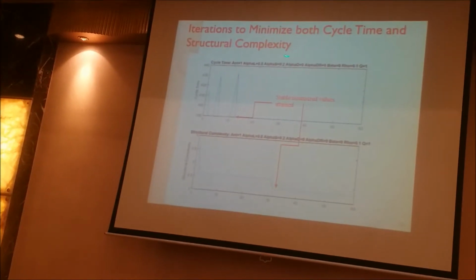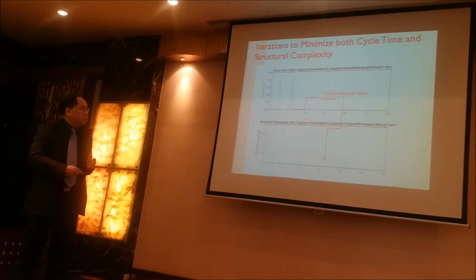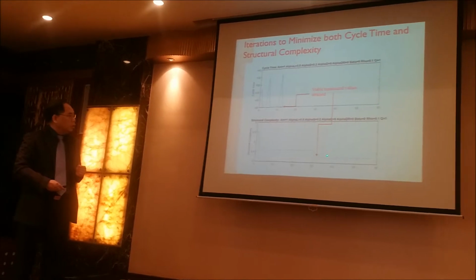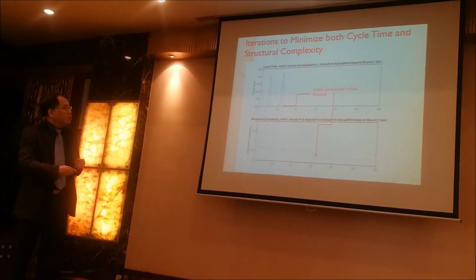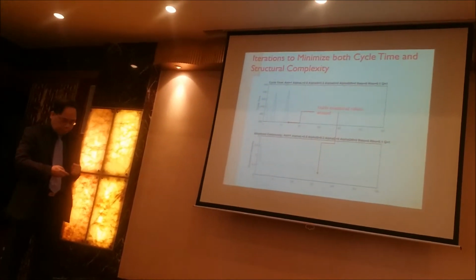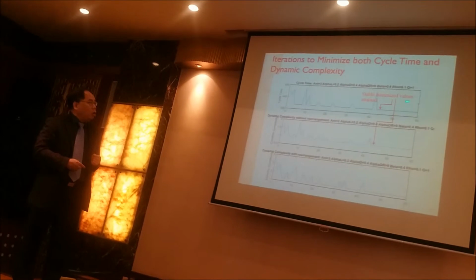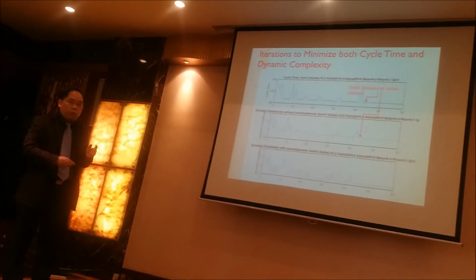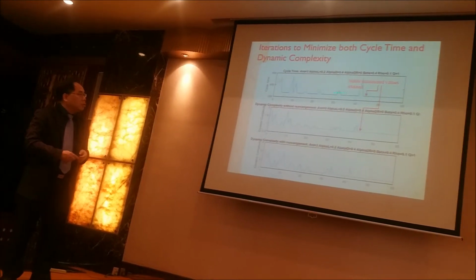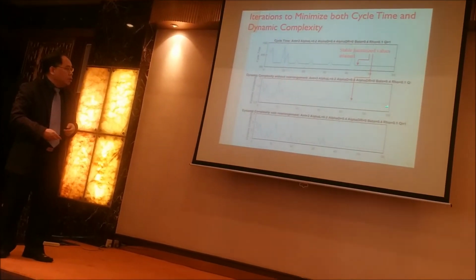So I can use my algorithm to minimize both the cycle time and the structural capacity. Basically, I change the parameter for the structural capacity and also for the line balance. And similarly, I can also do the same for dynamic complexity, which is the actual execution complexity based on the past history. So the cycle time is minimized, and the dynamic complexity is also minimized.